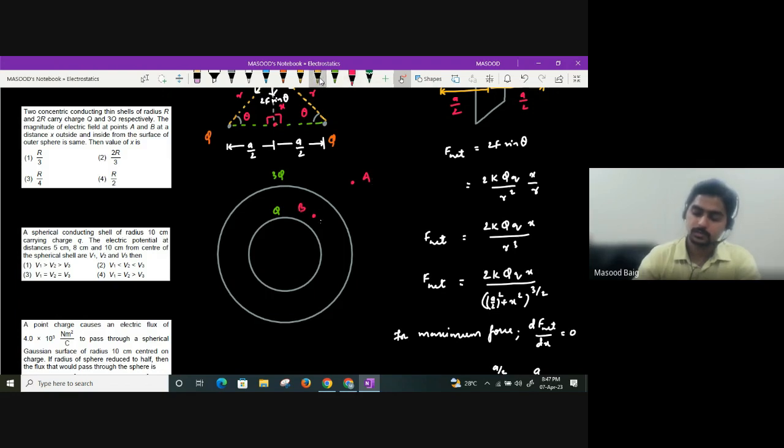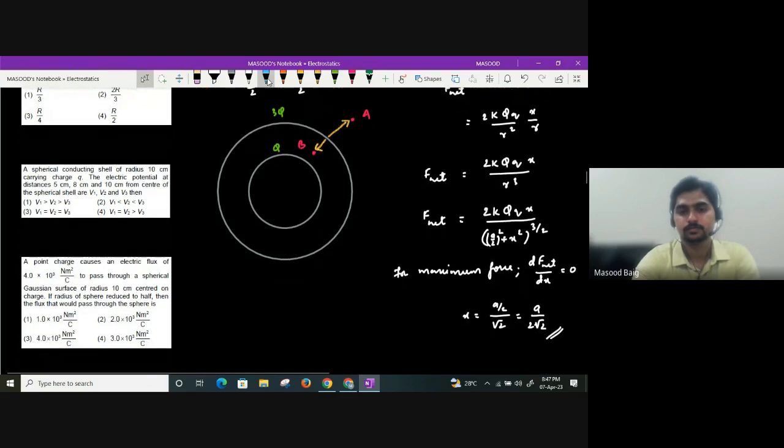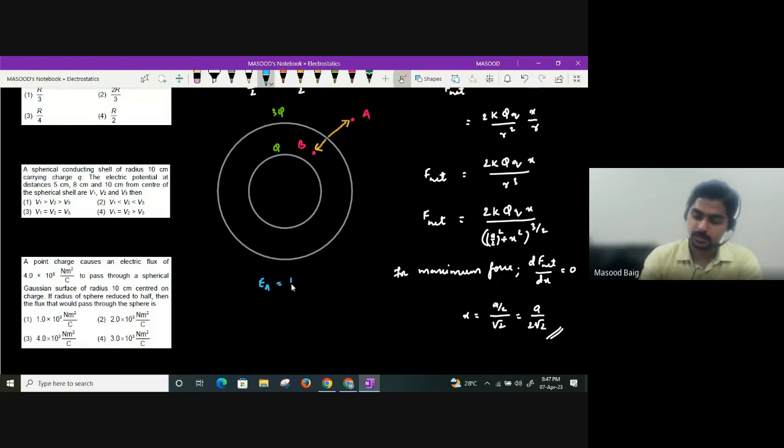Both are at the same distance or not? Both are at how much distance? They have mentioned that both are at a distance x from the surface of the outer sphere. What is the value of x if the field at A and the field at B are the same? Clear, all of you? What they are saying is, if the field at A is equal to the field at B, what is the value of x? Now, very simple logic.